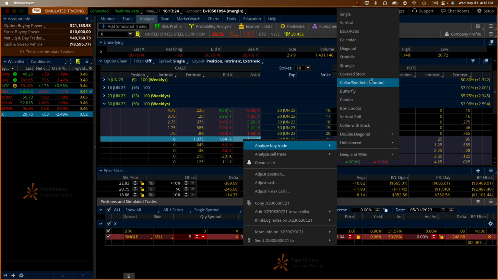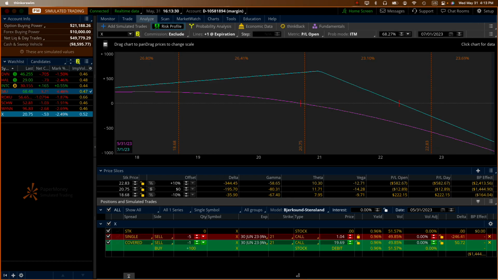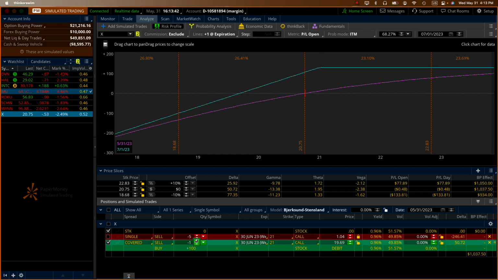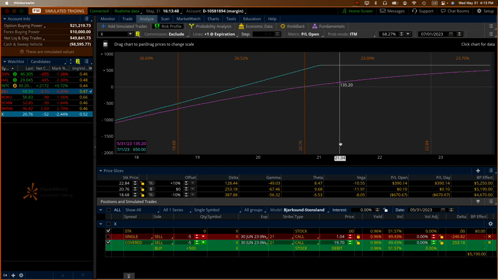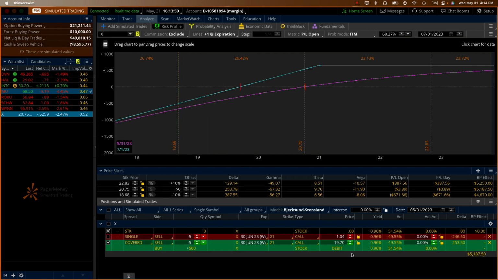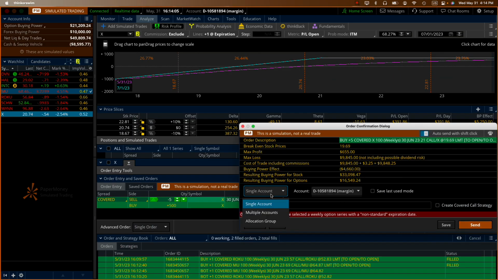Analyze X, cover stock. Here's my risk graph. And look at how it's reduced from the 20.75 goes down to 19.68 because we're selling a call on top. And multiply this 5 times. And then we have the potential to do $650. Not all of that is extrinsic value. But this will work. And again, create duplicate order, confirm and send, and we're going to do multiples.